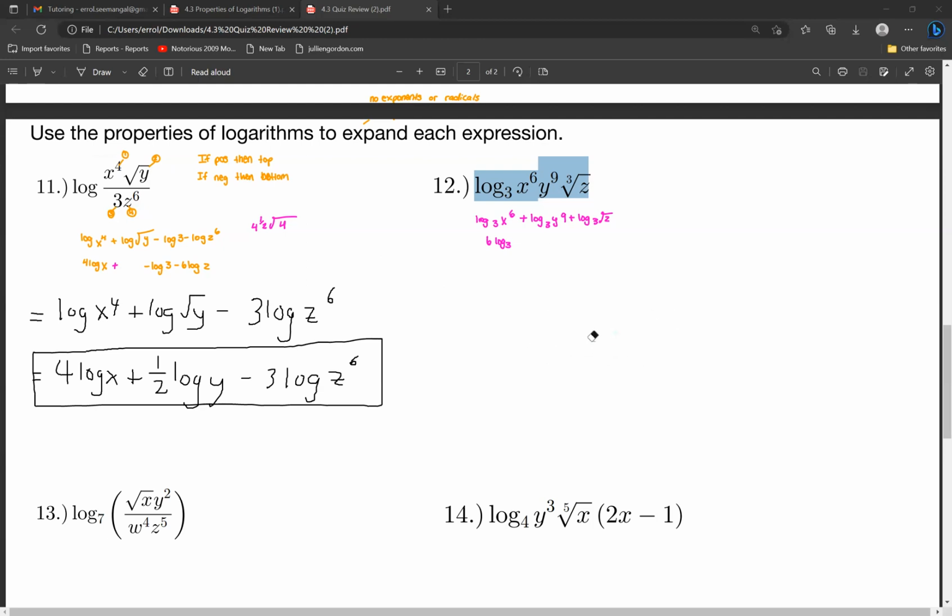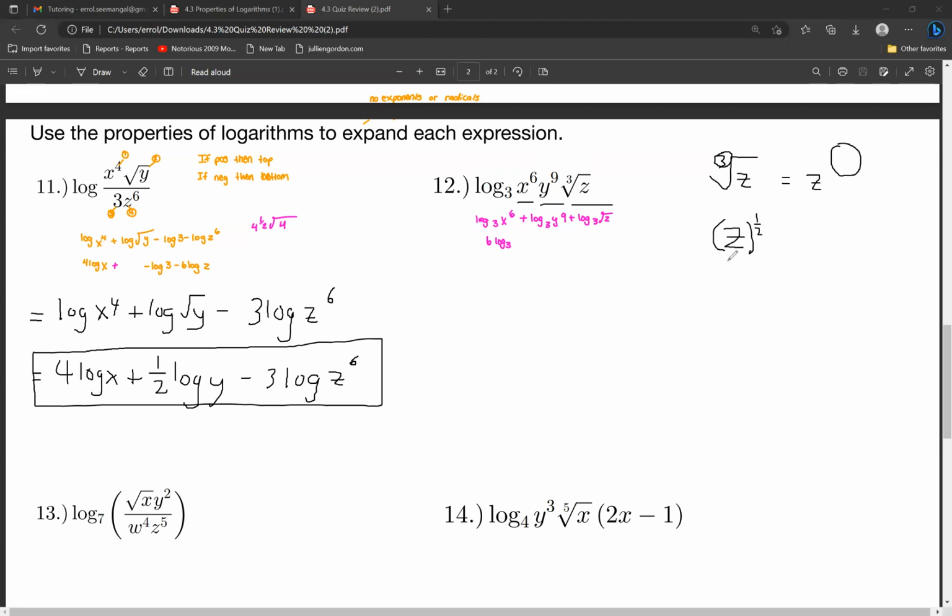Number 12, same idea. Now you have 3 things that you're multiplying, right? So it's going to be 3 addition signs. This times this times this. How can we rewrite this one as z to the what? What's the exponent right here? Well, if this 3 wasn't there, it would be half. It'll be z to the half like that. There's your root z.